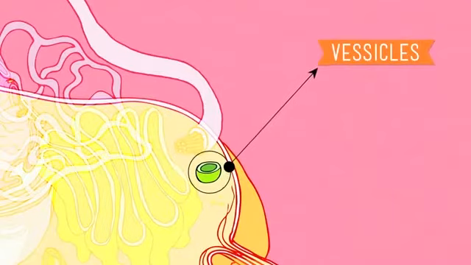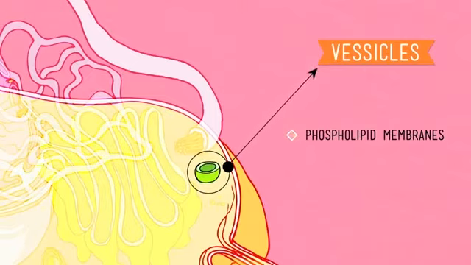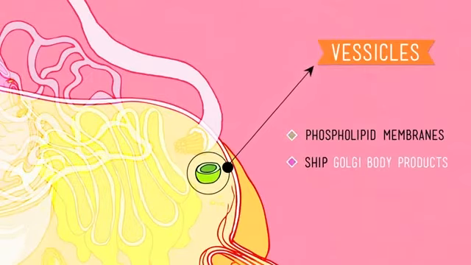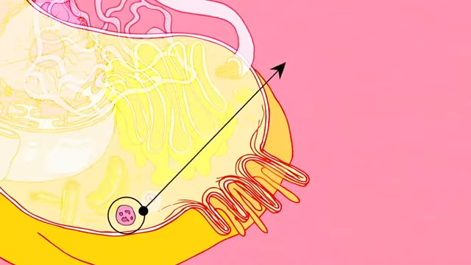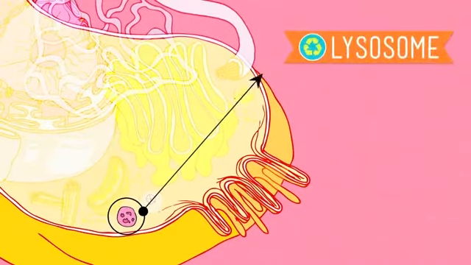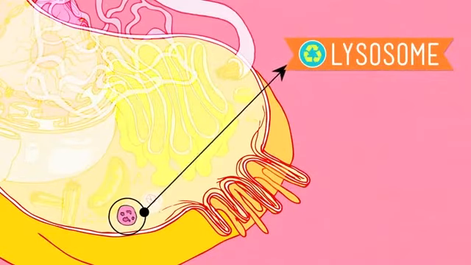The bodies package these little goodies into sacs called vesicles, which have phospholipid walls just like the main cell membrane, then ship them out either to other parts of the cell or outside the cell wall. We learn more about how vesicles do this in the next episode of Crash Course. The Golgi bodies also put the finishing touches on the lysosomes. Lysosomes are basically the waste treatment plants and recycling centers of the city.